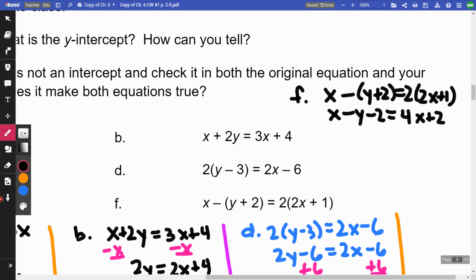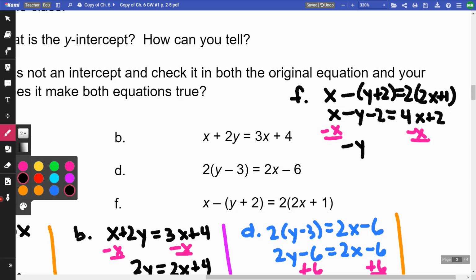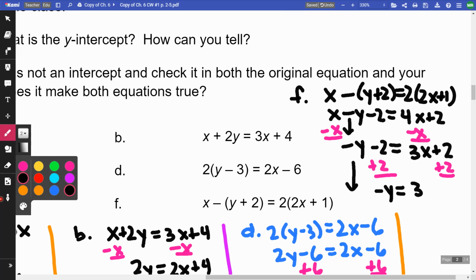I am going to minus x from both sides, and I'm going to get a negative y minus 2 is equal to 3x plus 2. I am going to add 2, I'm going to add 2. And this is where you've got to be careful. Again, remember that negative came down here. Hopefully you brought it. And so I'm going to get a negative y is equal to 3x plus 4.